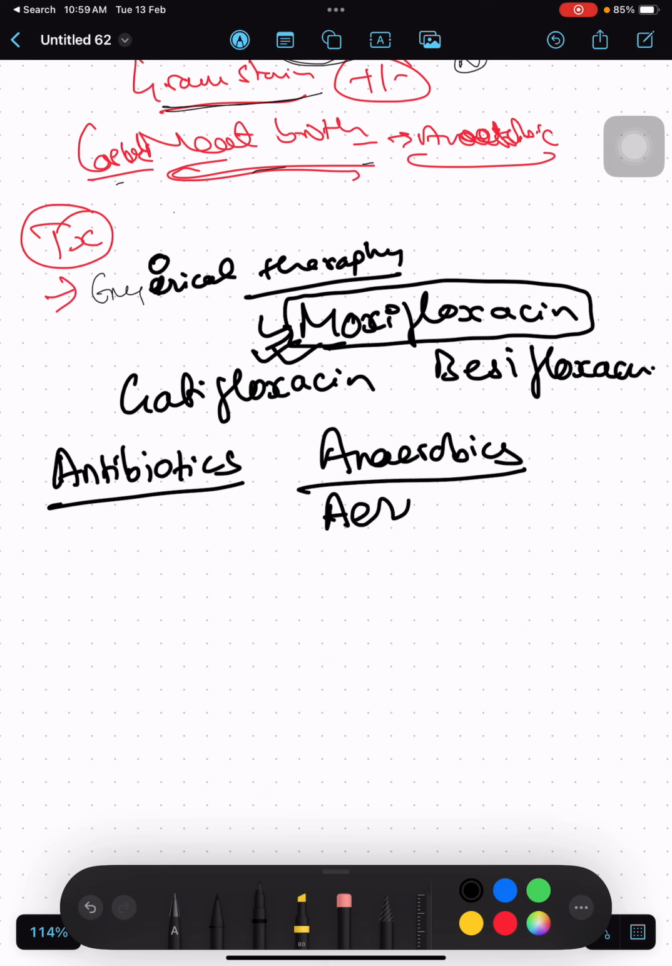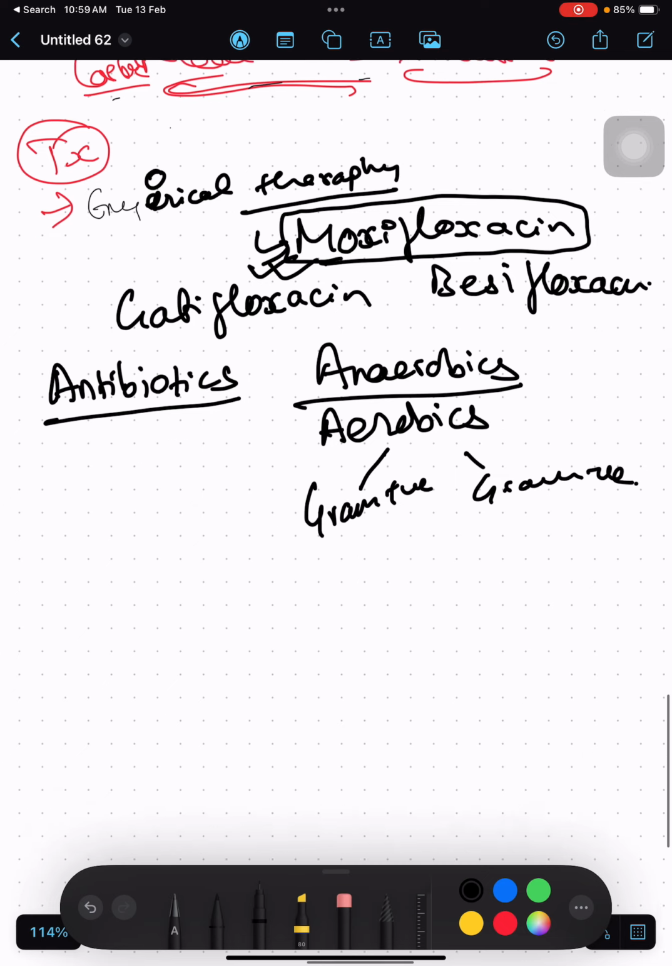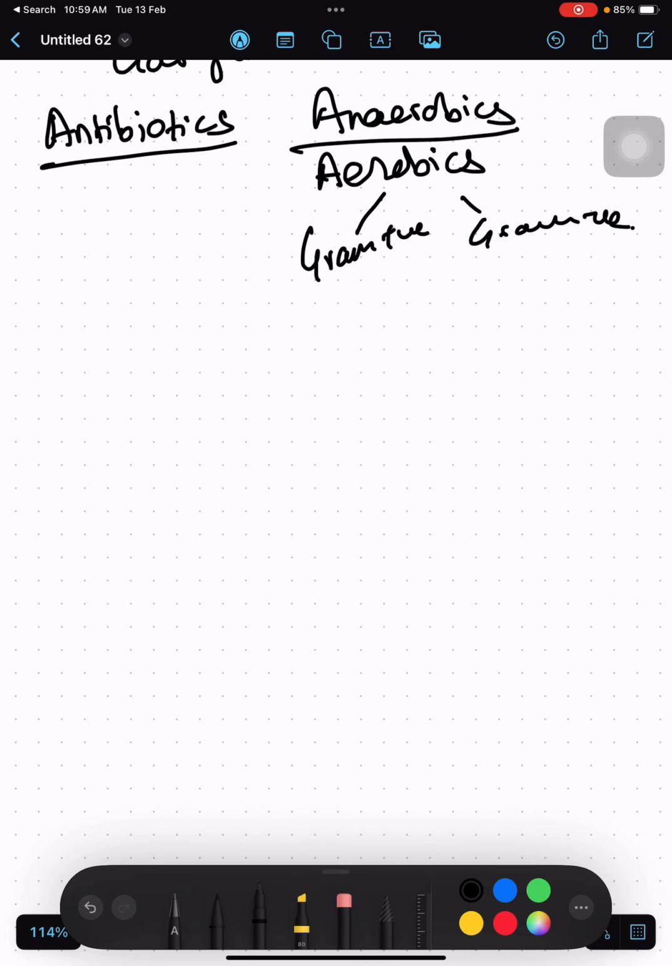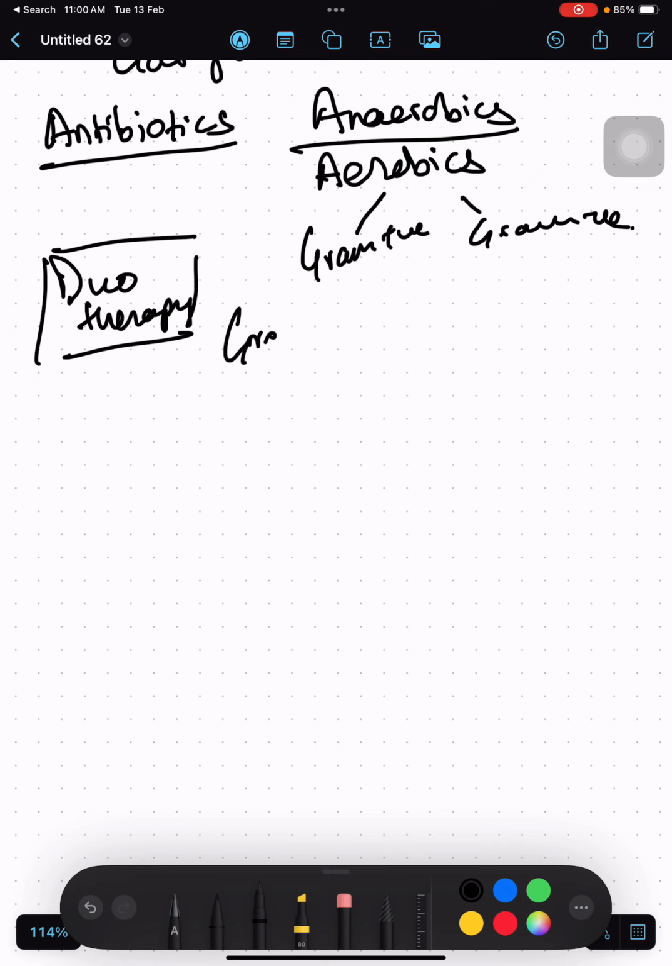If aerobes are there, whether it is gram positive or gram negative, on that basis you'll be using the antibiotics, right? And you can also go for a duo therapy. So what do you mean by a duo therapy? You are covering both gram positive as well as gram negative. So you are not taking any kind of risks.